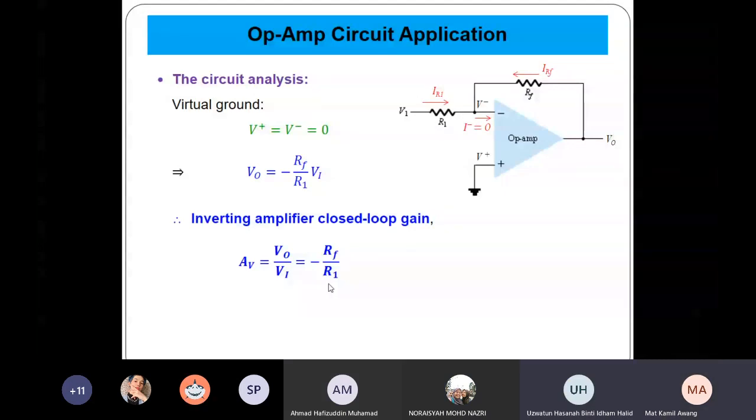Okay. Now we are done with the inverting amplifier. Kejap. Berapa dah? Setengah jam. Next.